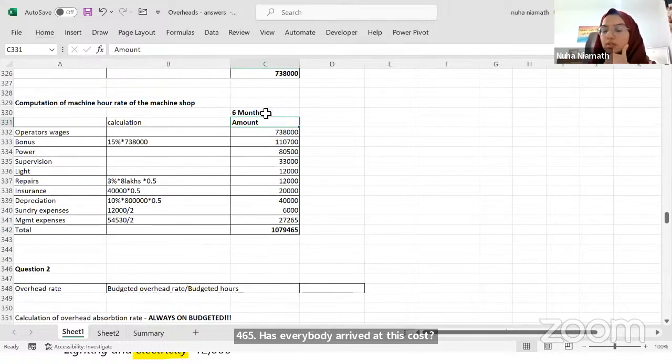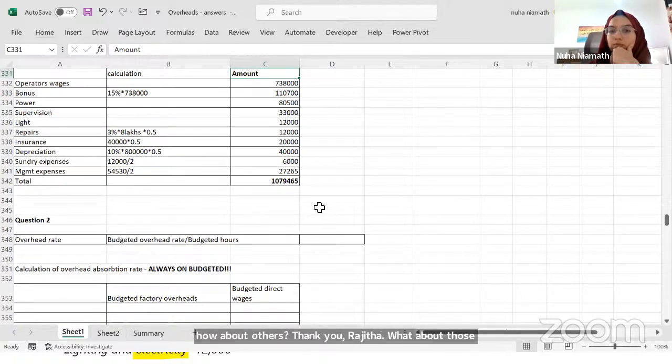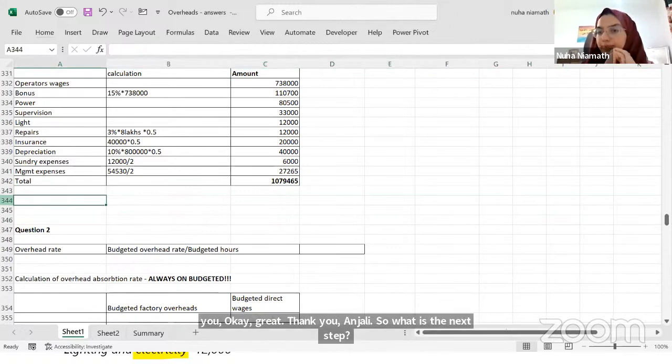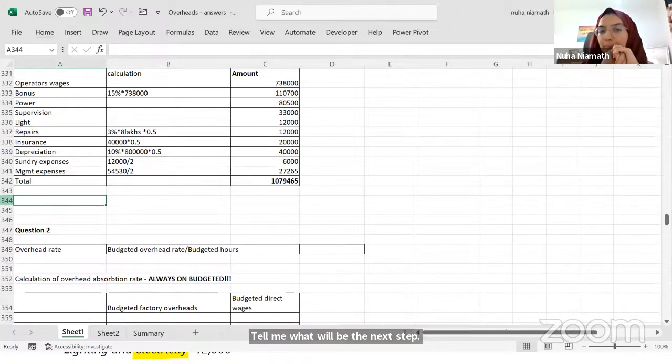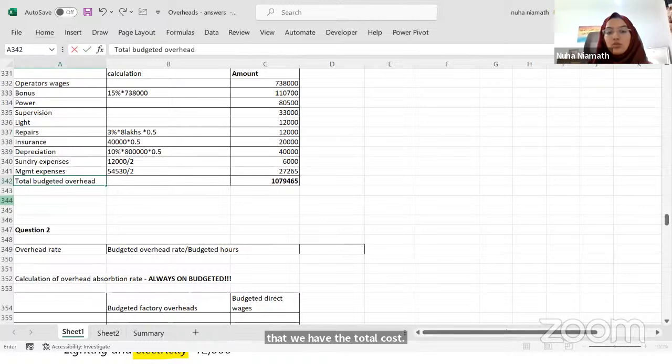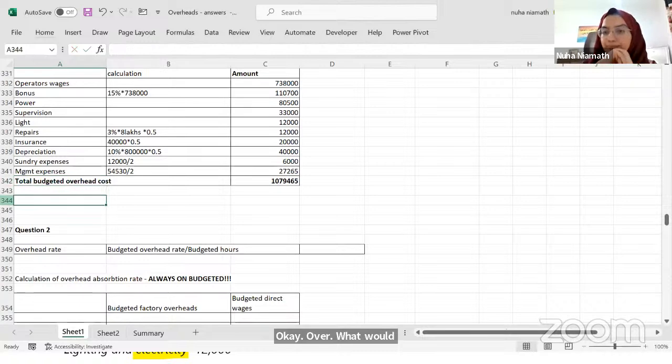Okay. How about others? Thank you, Ranjita. What about the others? Okay, great. Thank you, Anjali. So what is the next step? Tell me what would be the next step. Can you tell me in the chat box what would be the next step? Now that we have the total cost, total budgeted overhead cost, what would be the next step? What is the question asking us to calculate?